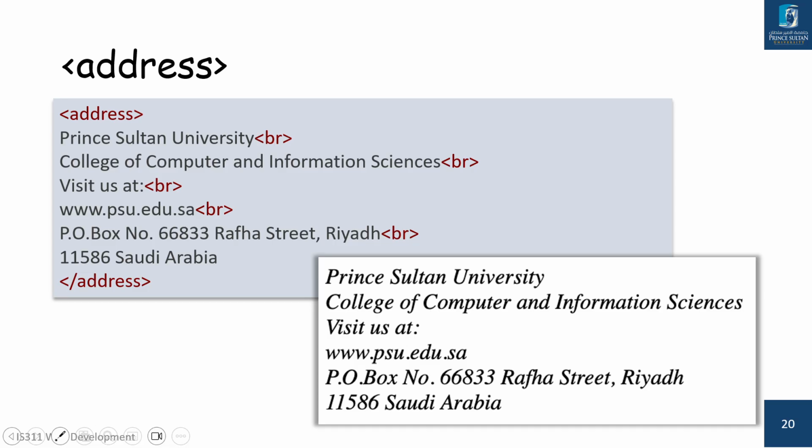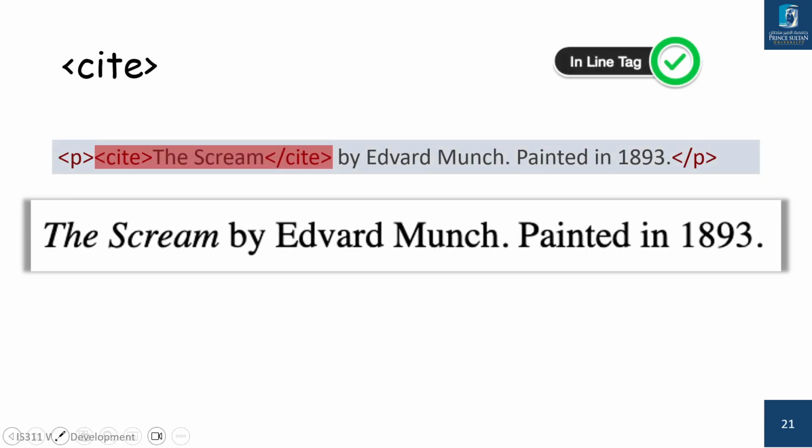Similarly, we have the address tag. Address is something which is automatically made italic. And again, this address is also a semantic element. Why? Because it is telling us that this specific text is actually the address of some place. So it is also giving some meaning to that text. Then we have cite. Cite means that we are trying to represent the title of a book or the title of a painting or something that we are identifying. The Scream by Edward Munch, painted in 1893. So this is also one of the examples here.